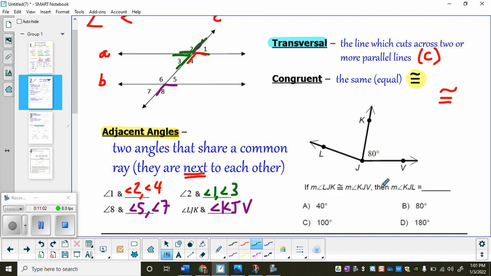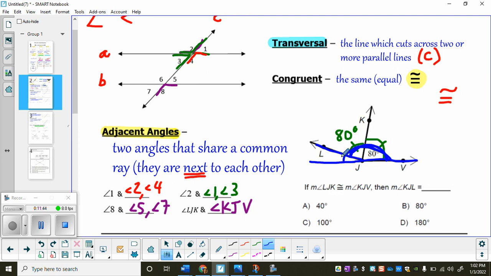So what this reads right here is, if the measure of angle LJK is congruent to the measure of angle KJV, so basically we're saying that this right here is congruent to this right here. They are the same measure. Then what is KJL? So KJL must also be 80 degrees. Notice that they're not quite forming a straight line. This ray right here needs to come down a little bit for this to form a straight line. Right now I'm at 160 degrees total, and it would need to come down a little bit more to form a straight line.